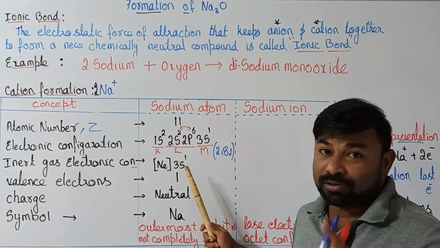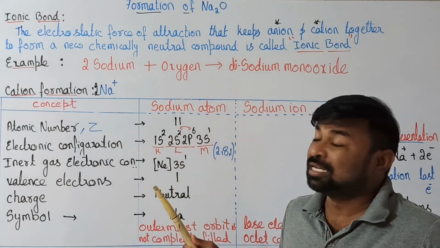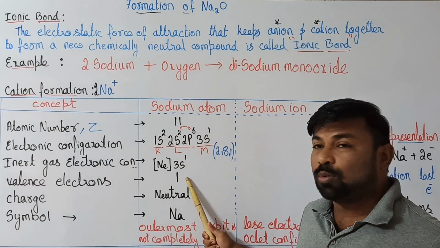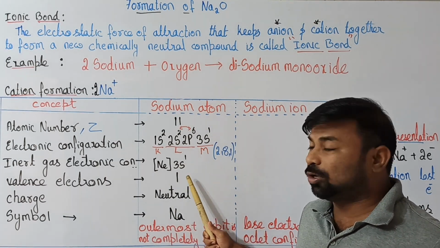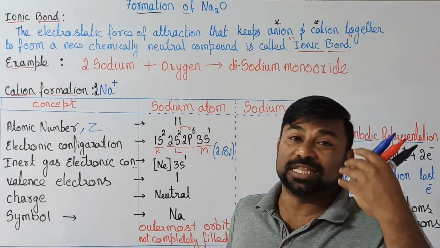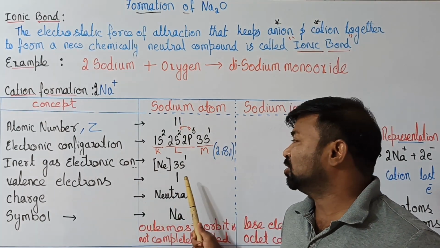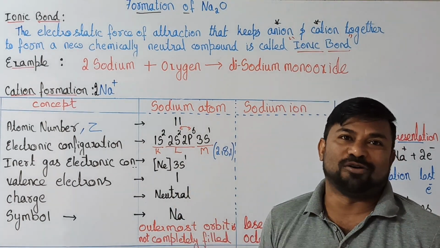And in the third orbit, there is only 1 electron present. Means in the M orbit only 1, in the last orbit only 1. Last orbit means valence electrons. The electrons present in the outermost orbit are called valence electrons. So for sodium, there is only 1 valence electron.